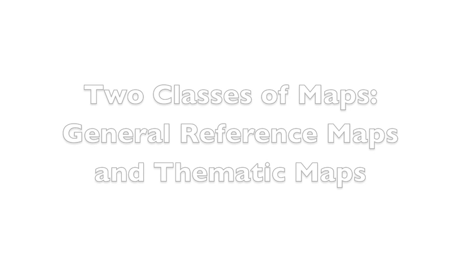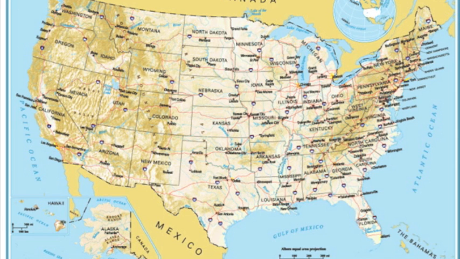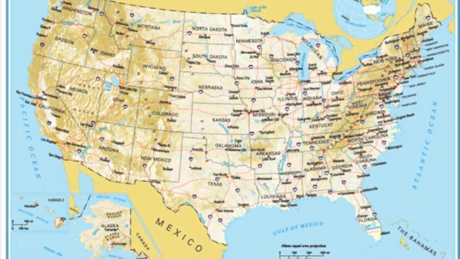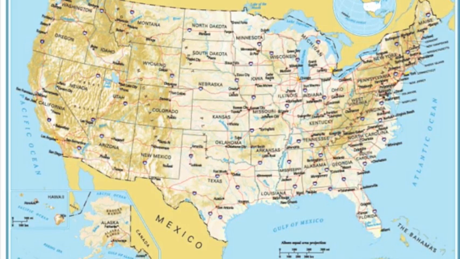Our first class of maps are what we call general purpose maps, also known as reference maps or location maps. What do they show? They show the natural and human features of a place without any analysis. We don't analyze anything on these maps. We're not interpreting anything on these maps.